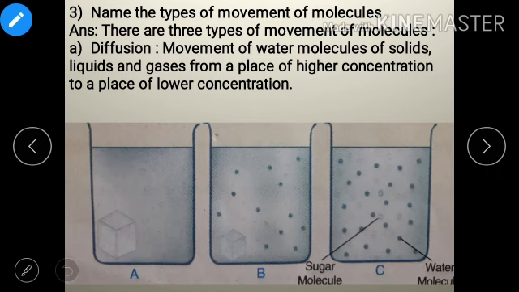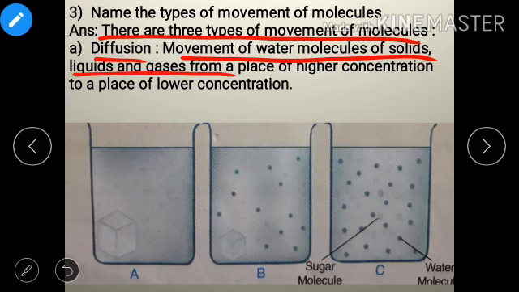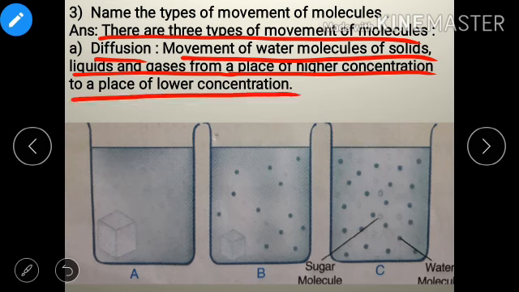Diffusion: movement of water molecules of solid, liquids and gases from a place of higher concentration to a place of lower concentration. Higher concentration means more amount of solute present in the water, in the liquid, and lower concentration means less amount of solute is present. Now I shall explain this process of diffusion with the help of this experiment.